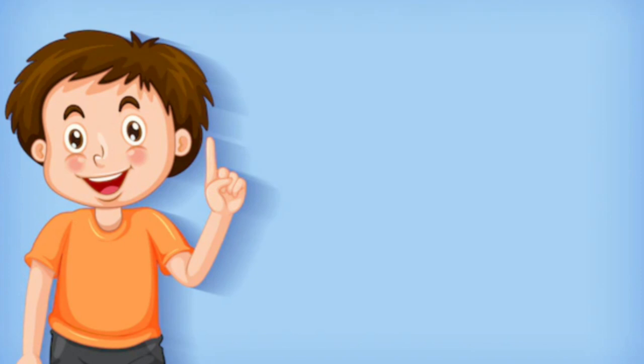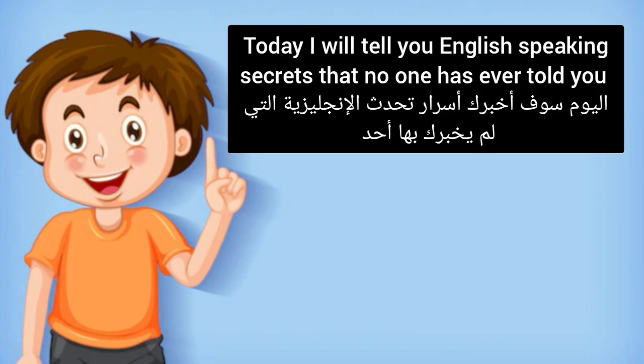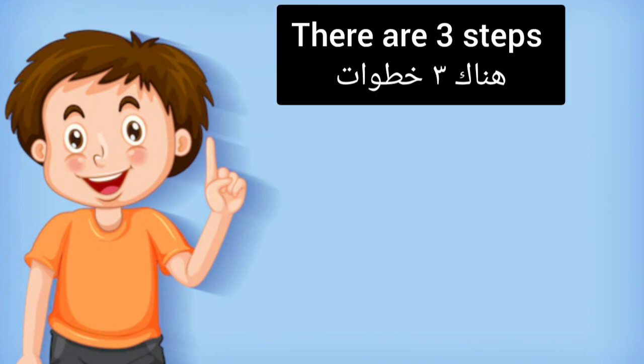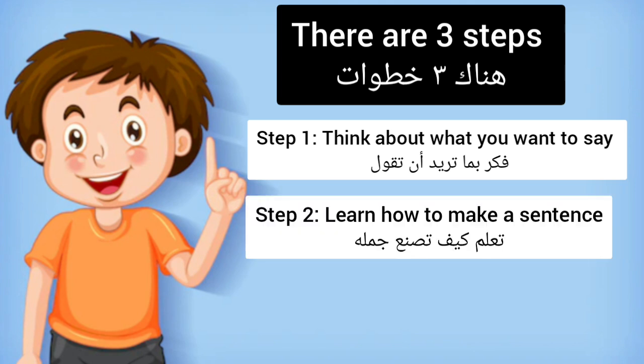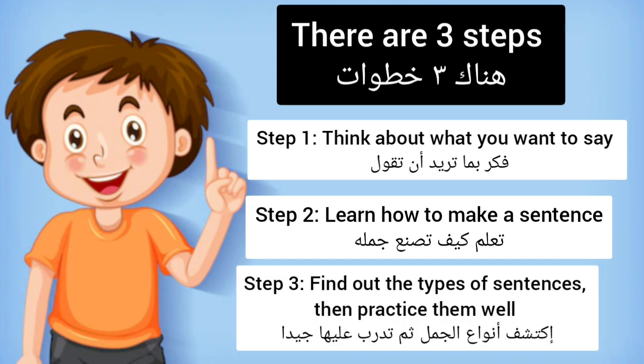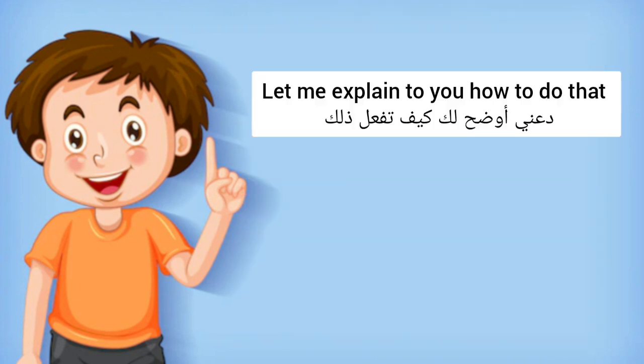Today I will tell you English speaking secrets that no one has ever told you. There are 3 steps. Step 1. Think about what you want to say. Step 2. Learn how to make a sentence. Step 3. Find out the types of sentences. Then practice them well. Let me explain to you how to do that.